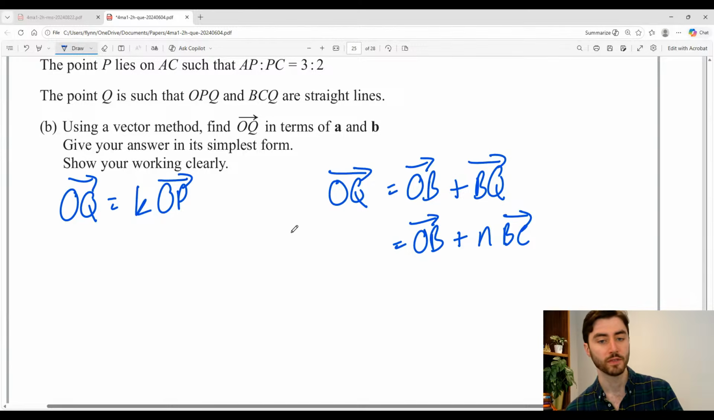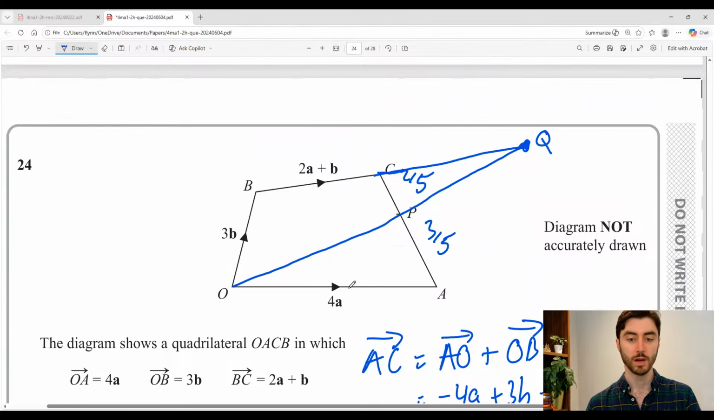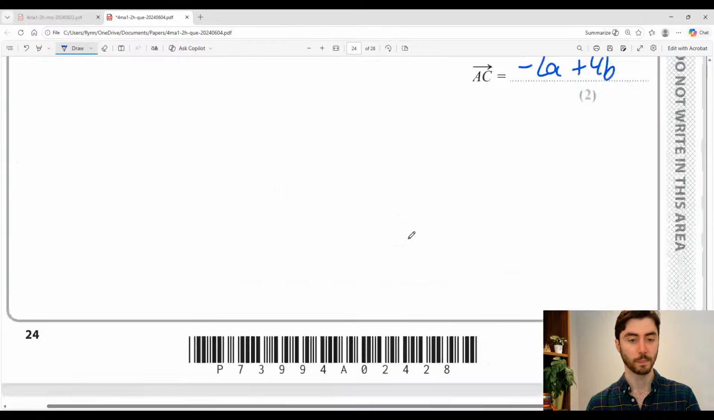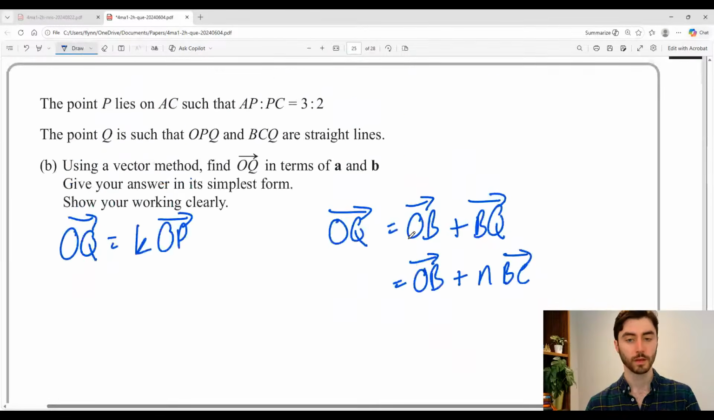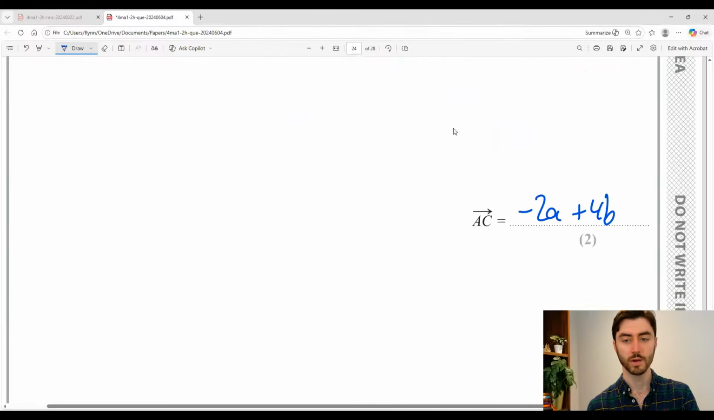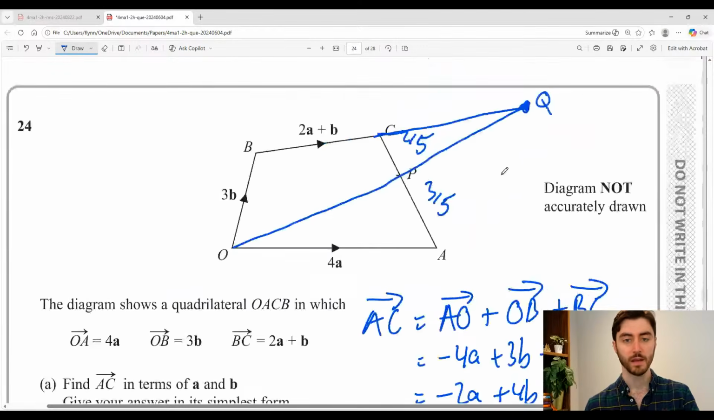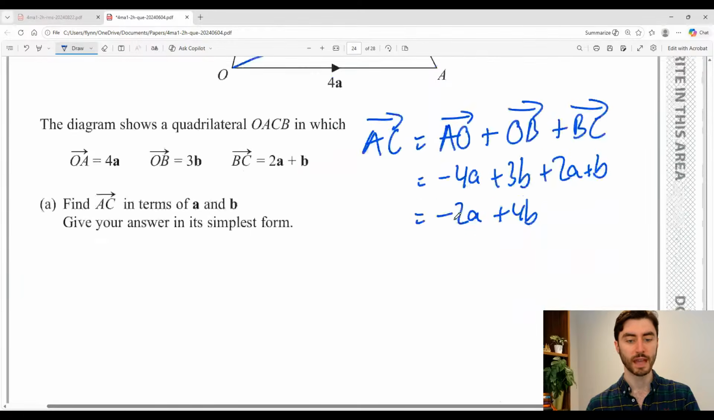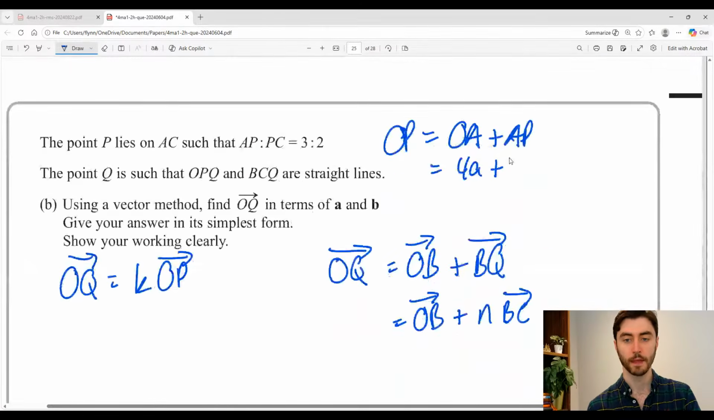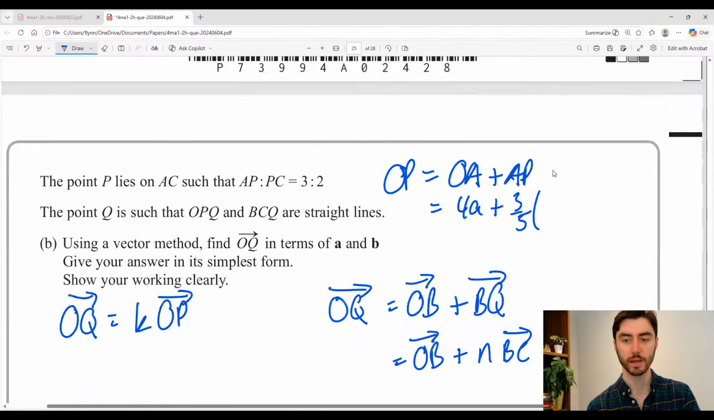So now we have to find OP. So OP is O to A and then A to P. So why don't I find that first? So OP is OA plus AP. Now OA is 4A. AP is 3/5 of the AC we just calculated. So it's 3/5 of minus 2A plus 4B.